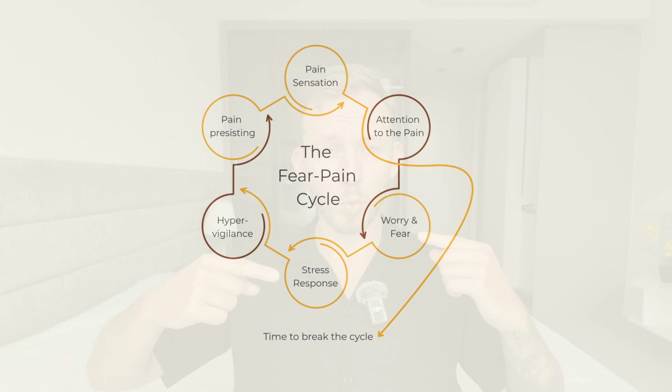And what happens is that this stress makes the brain even more sensitive to these danger signals. So when we are afraid, that tells the brain that this is actually dangerous. So this creates a loop where we feel pain and we get fearful and anxious. And this fear and anxiety sensitizes the brain, creating even more pain. And that's the pain-fear cycle.